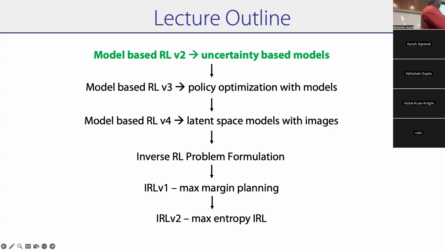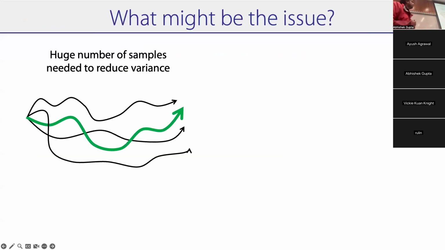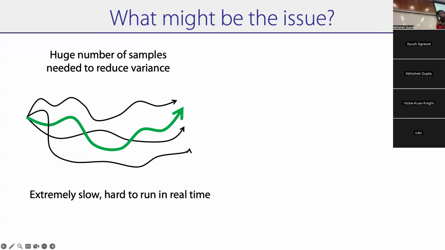Okay. So that was our point about uncertainty-based modeling. We can do better now. We have a better sampling method. We have a better way to deal with compounding error in your models. But the challenge here is that it's still extremely slow. It's hard to run in real time. If you're running MPPI, especially with a large neural network model, it's still quite slow to run in real time.